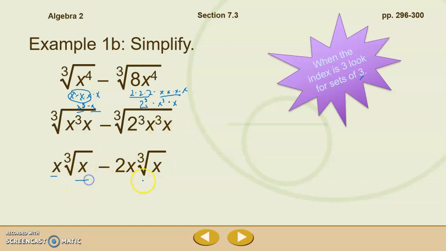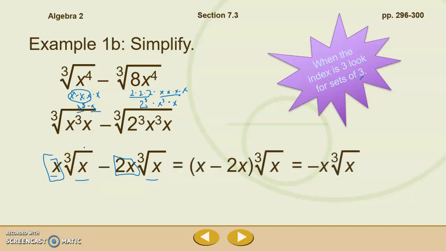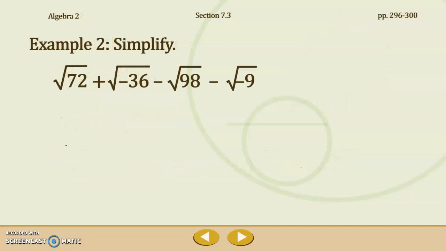As you can see, I now have like radicals. So I have just these coefficients that I'm going to combine. My radical will stay the same. So I have x groups of cube root of x minus 2x groups of cube root of x. So x minus 2x is all I'm worried about. x minus 2x is negative x, so I'm left with negative x cube root of x as my final answer.